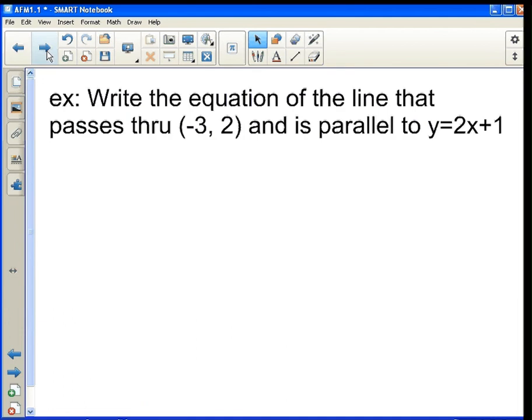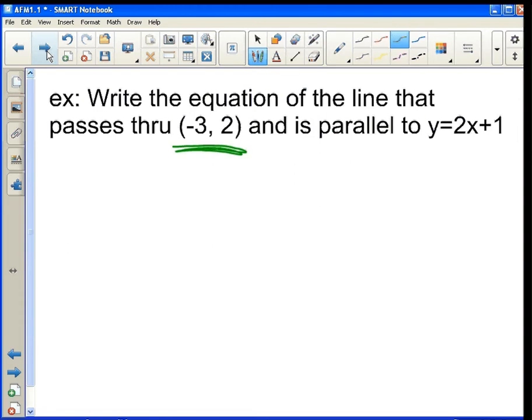So now we have: write the equation of the line that passes through (-3, 2) and is parallel to y equals 2x plus 1. So remember, in part 1 I talked about the fact that for an equation of a line, you have to know the slope and a point. Well, they very clearly have given us the point, and they have implicitly given us the slope. In other words, they've given us information to help us find the slope.